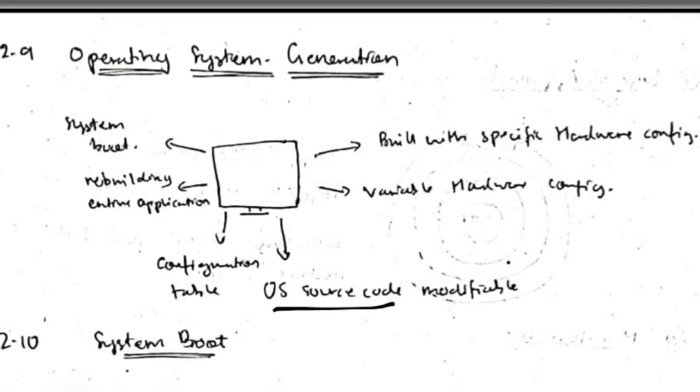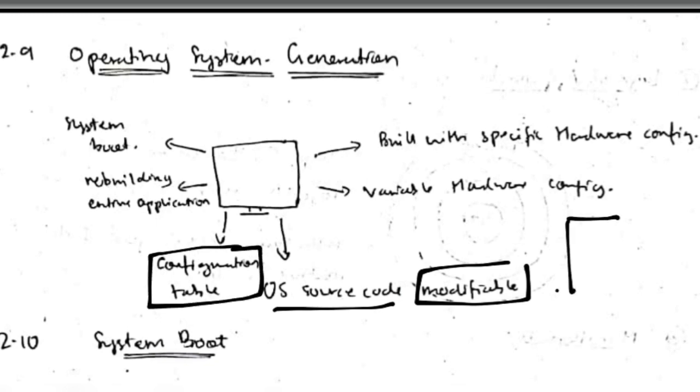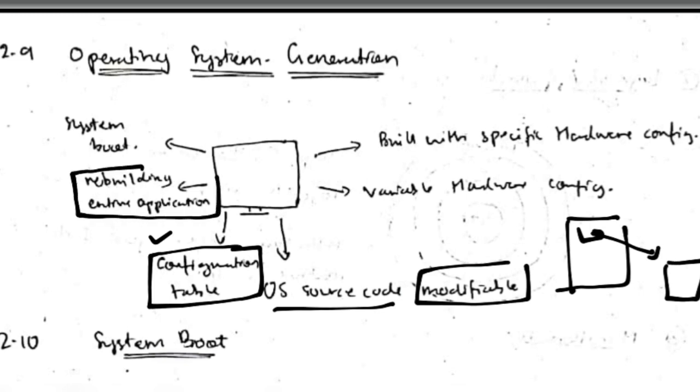So OS source code modifiable should be included, and configuration table means the parts of the system which have to be changed. And in the configuration table, we will have the information regarding what should be changed to make the changes which you need. Okay, and some of the operating systems also have the feature to rebuild the entire application, meaning you can change the whole kernel, okay? So that information will also be present in the manual.